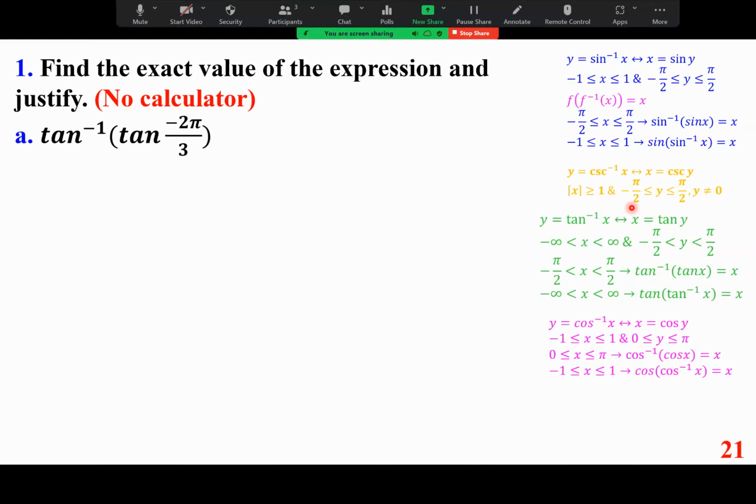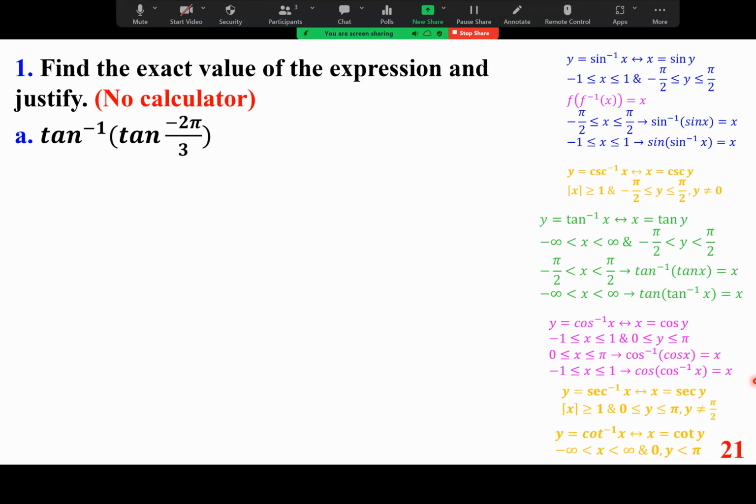And so with that being the case, cosecant basically follows sine. Secant follows cosine. Cotangent follows cosine. Those are the concepts as far as the inverse functions are concerned, and I want to make sure that we are okay with that.